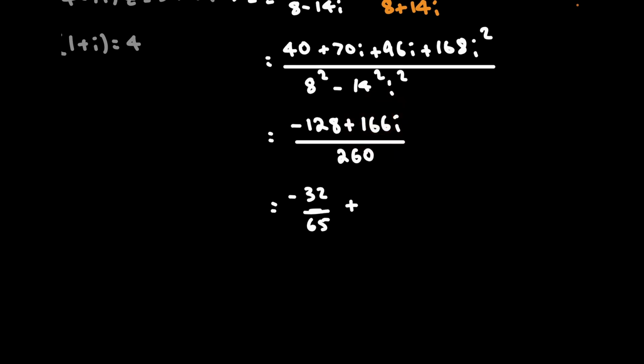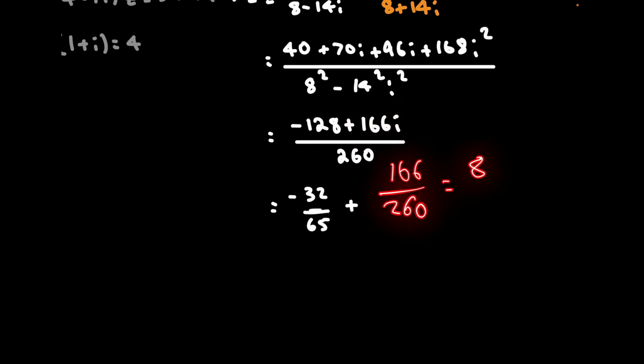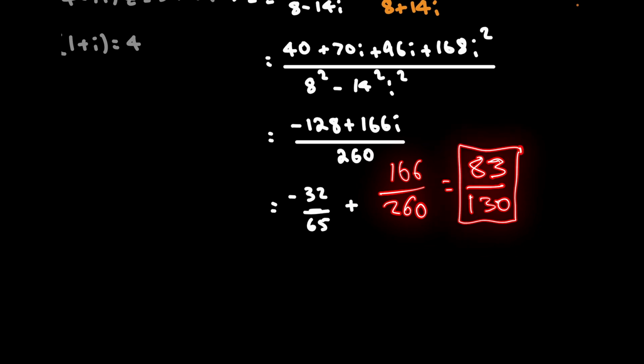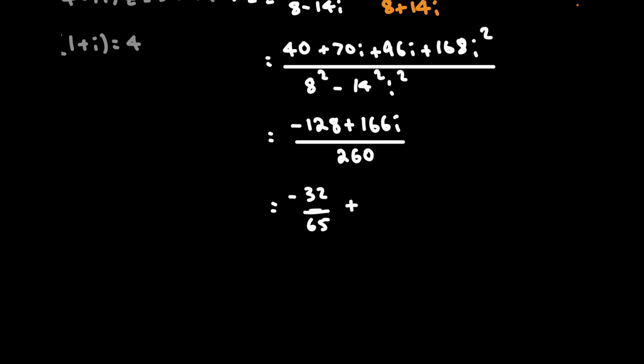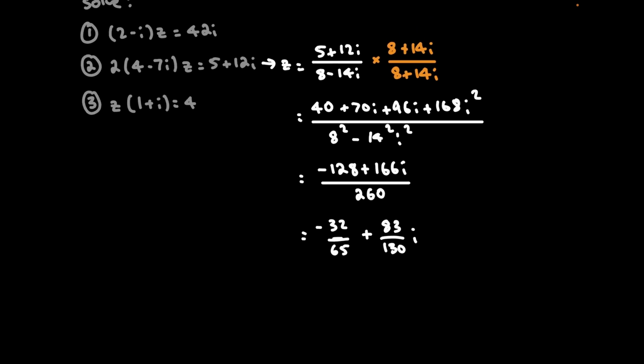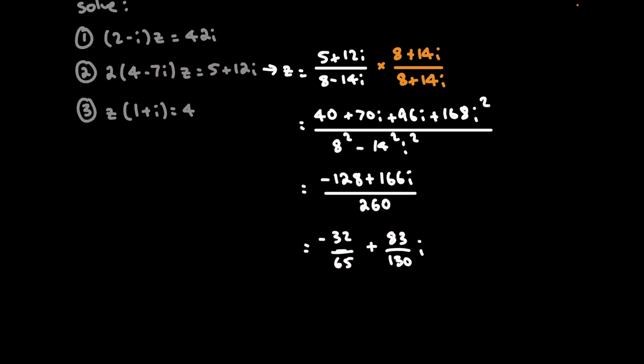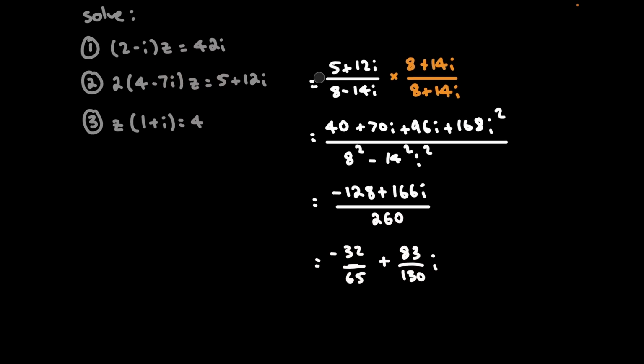plus, we can do the same thing here, 166 over 260. That's the same as 83 divided by 130. And from what it looks like, this is as simple as you can get, unless I'm wrong, but I think it's as simple as you can get. So plus 83 over 130i. So that is how you solve for z in this question here. It's minus 32 over 65 plus 83 over 130i.